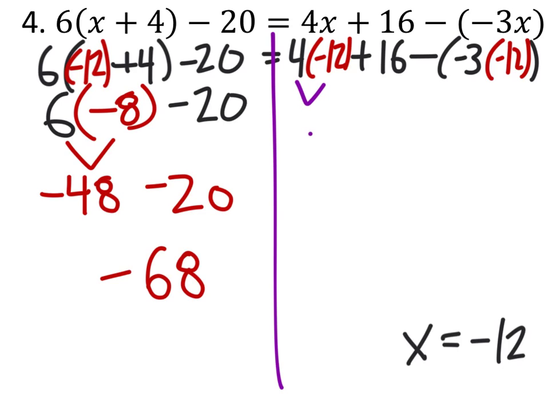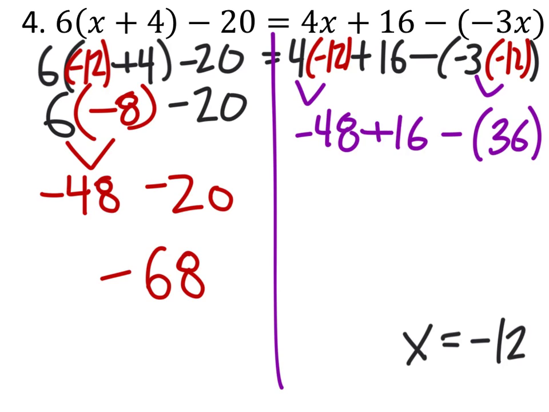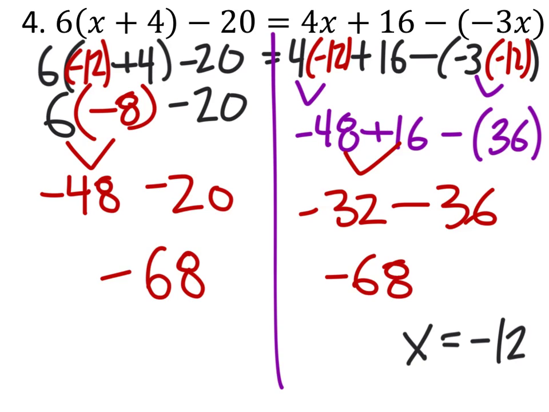So 4 times negative 12 is negative 48, plus the 16, minus negative 3 times negative 12 is a positive 36. Now it's important for you not to get all of these signs mixed up. Keep track of those and take your time with them, all right, so that you don't make any mistakes there. So what we have is a negative 48 plus 16. That's going to give me a negative 32 minus this 36. Finally, we can see that this is a negative 68. And we did our work right before. X is negative 12.